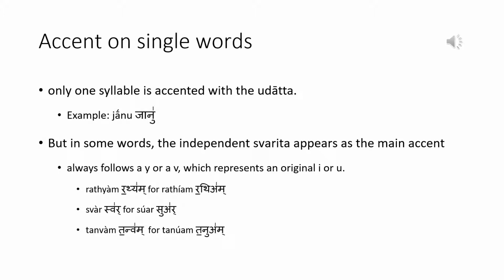Normally in a word, only one syllable is accented. As we said before, the normal main accent is the Udatta. But in some words, the Swarita appears as the main accent. This is called the independent Swarita. This independent Swarita always follows a y or a v, which represents an original e or u.